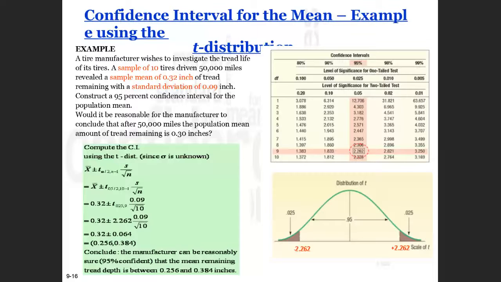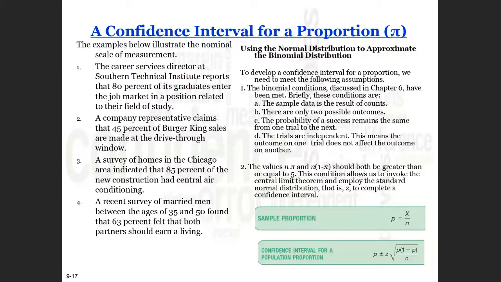So we're going to look at confidence intervals for proportion. And what is a proportion? It's a ratio. And what is a ratio? The same as a fraction. So it's a portion of the whole, and the whole always adds up to 1 or 100%. So a confidence interval for a proportion.